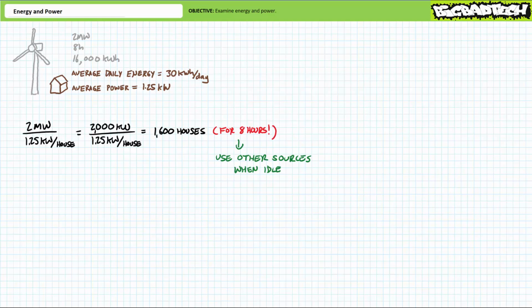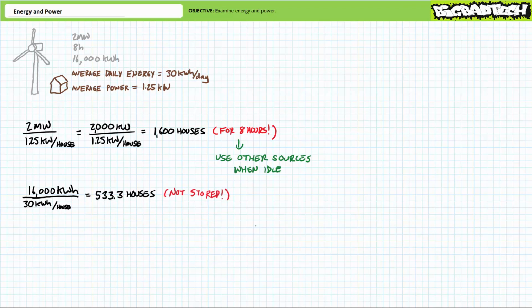How many houses' daily energy needs can a 2 megawatt turbine operating at full capacity for 8 hours satisfy, given each house consumes 30 kilowatt hours of energy every day? As we demonstrated, a 2 megawatt turbine operating at full capacity for 8 hours produces 16,000 kilowatt hours. Given each house consumes 30 kilowatt hours each day, this means this turbine can satisfy the daily energy needs of 16,000 divided by 30, or roughly 533 houses.